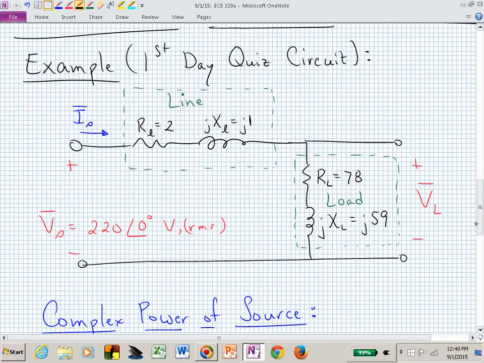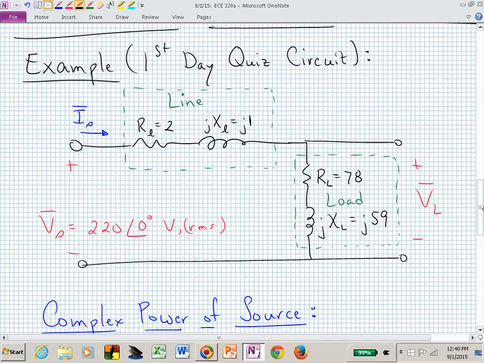What we want to do is try to find now information about the complex power of the source. What is the source, this voltage source that's now operating at 220 volts RMS, and that's the one we've decided to be the reference, so we've assigned it to have an angle of 0 degrees. What's the complex power absorbed or supplied by that source? That's what we want to determine.